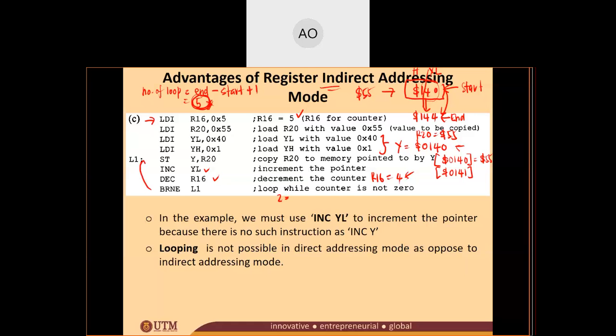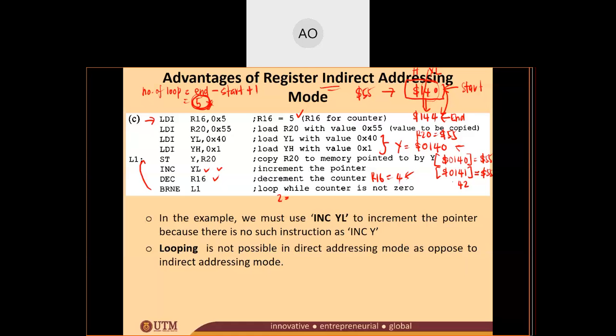So your current Y now points to what address? 0141. And now it will store 55. And then the next instruction is you need to increment your YL. So YL now becomes 42.